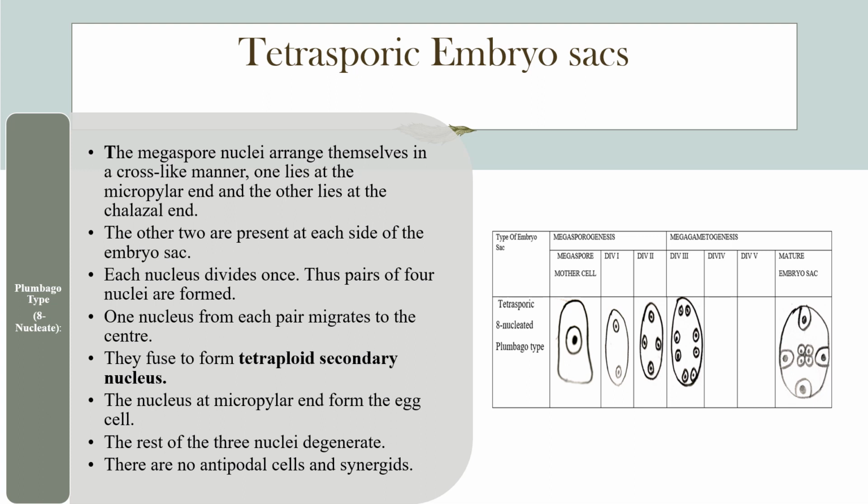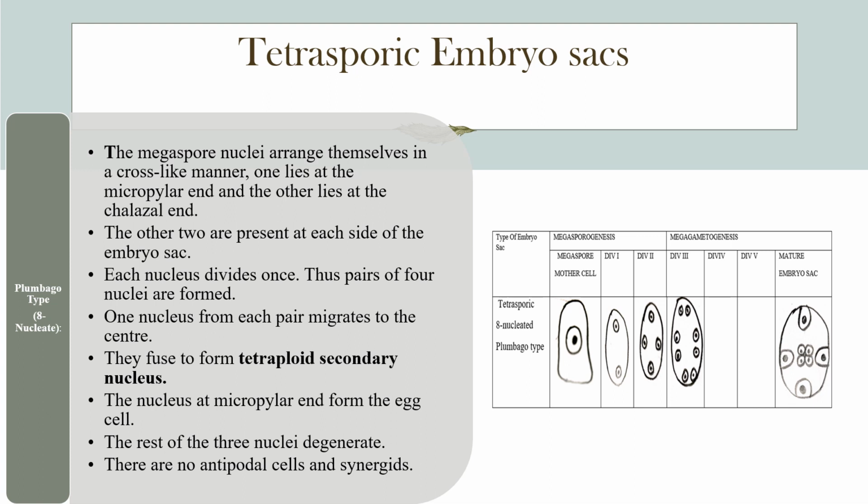Observe the diagram properly. The megaspore nuclei arrange themselves in a cross-like manner. One lies at the micropylar end and the other lies at the chalazal end. The two other nuclei are present at each side of the embryo sac. Each nucleus divides once, thus pairs of four nuclei are formed. One nucleus from each pair migrates to the center. They fuse to form a tetraploid secondary nucleus.